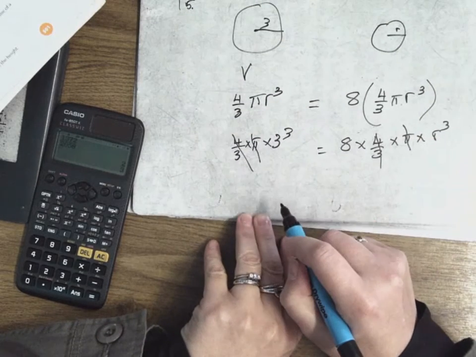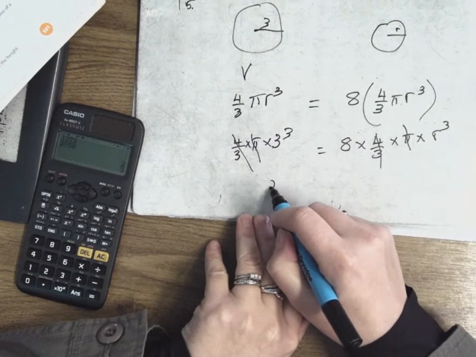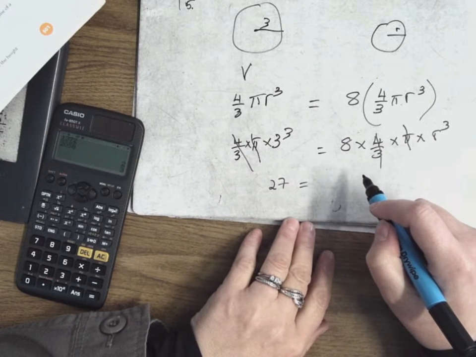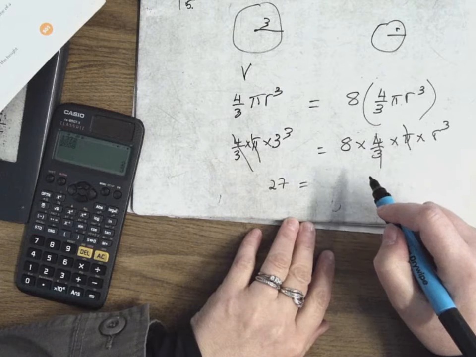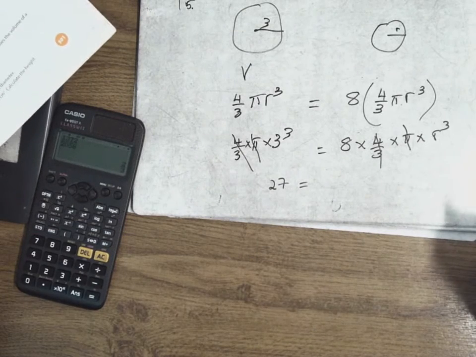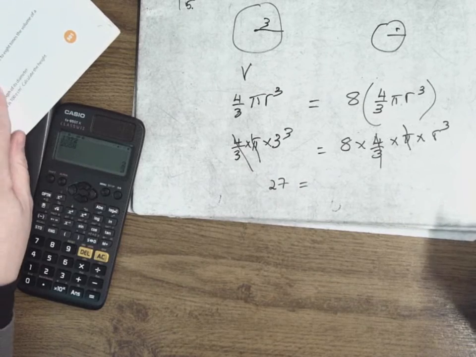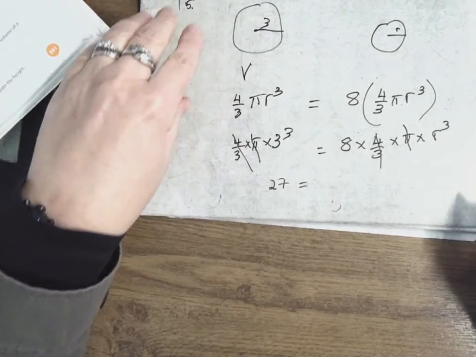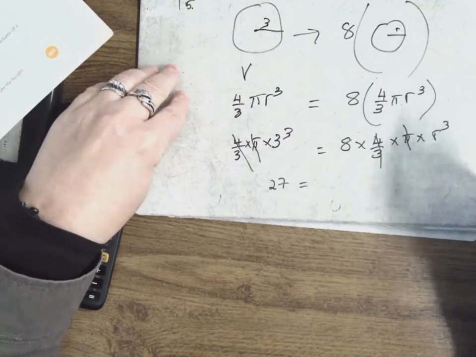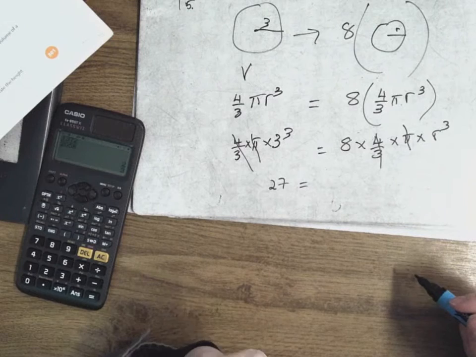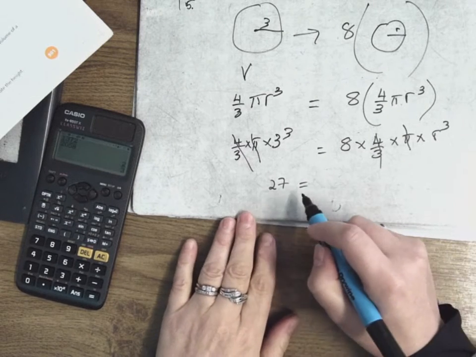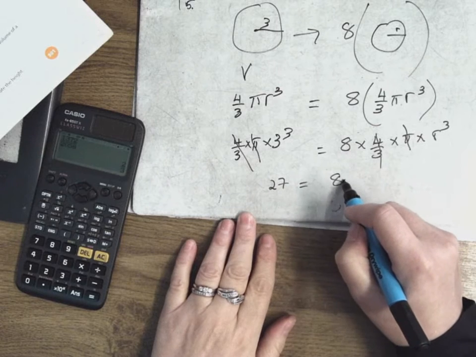So 3 cubed is 27. 3 by 3 by 3 is 27. It said in the question, a sphere with radius of length 3 has a volume equal to 8 times. So that means this sphere is equal to 8 of this sphere over here. Is that right? Okay. Calculate r. So 27 equals 8r cubed.